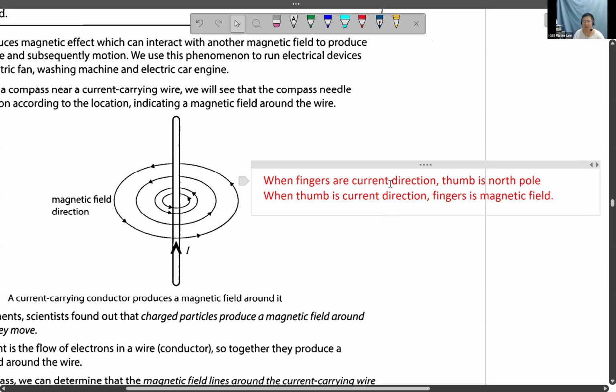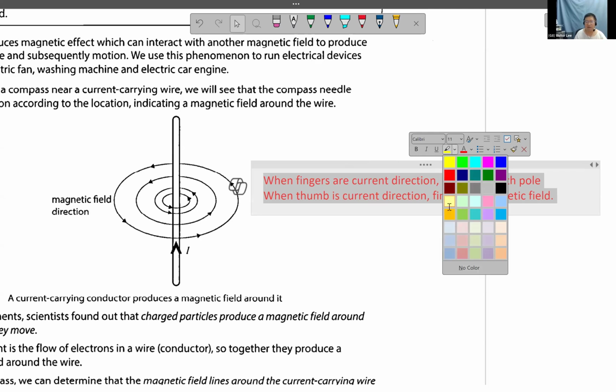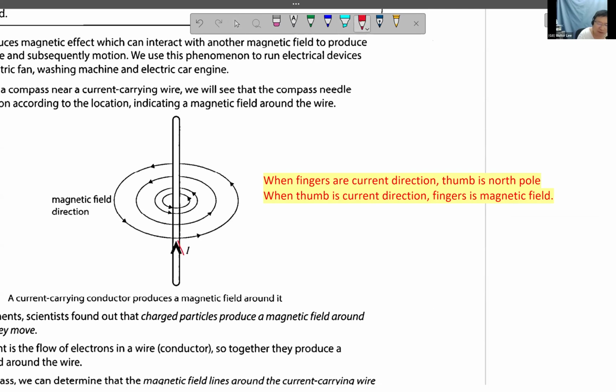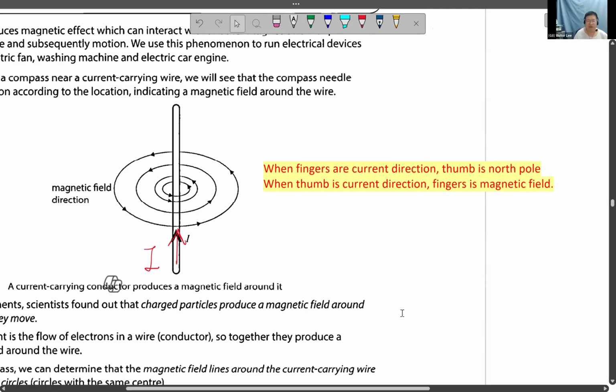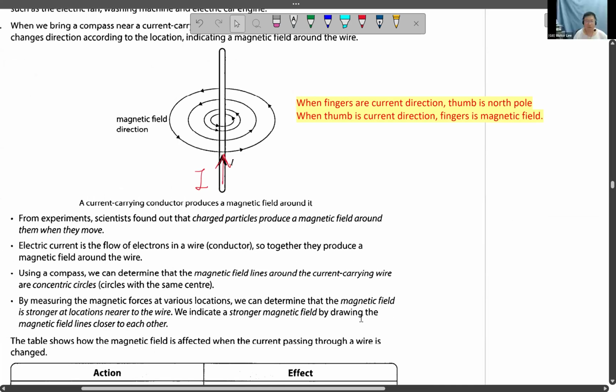If this is the current, then the thumb is the magnetic field, the north. But when the thumb is the current, then the fingers are the magnetic field, going round and round. So there's something called the circular magnetic field. Okay, like that. When current flows up, there's a circular magnetic field. So I put it down here for you. Current flows like that, then there is a circular magnetic field around the current. Any question? No.